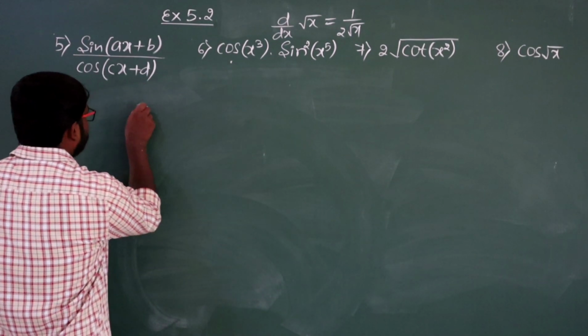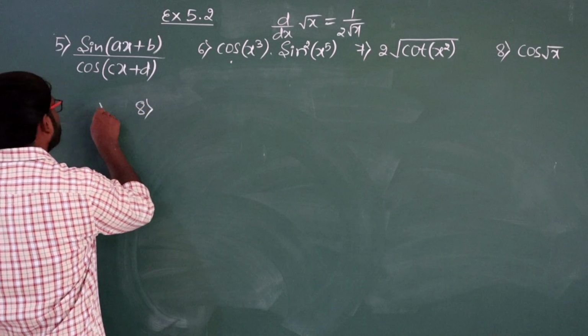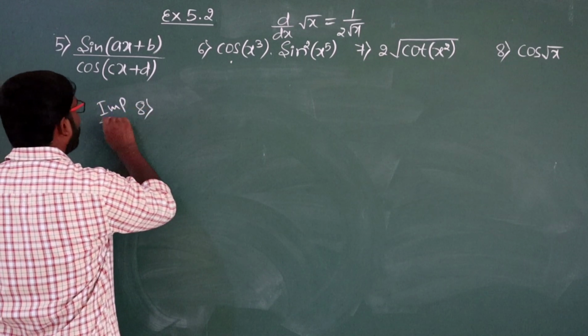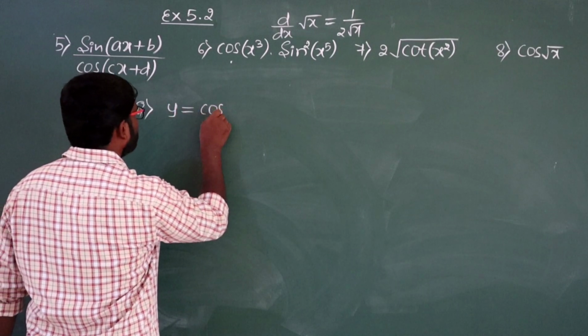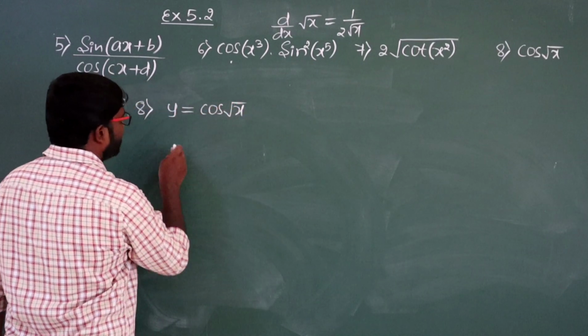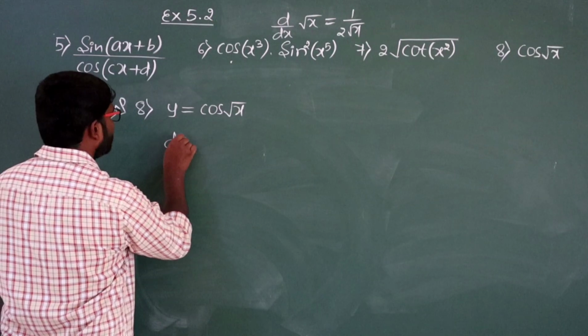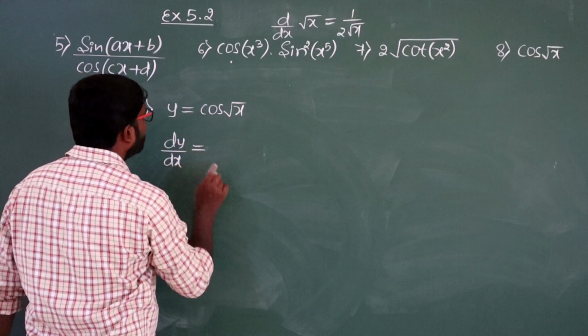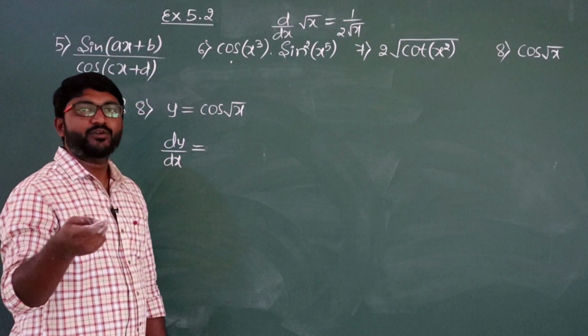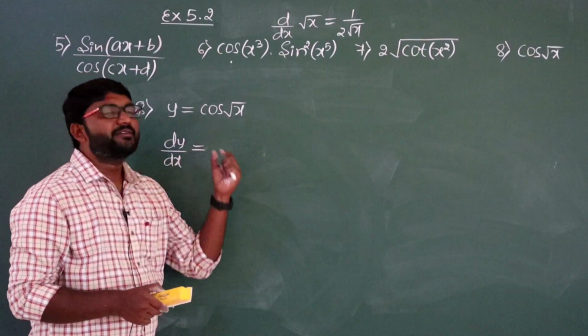Well, question number 8. Mark this as important for 1 mark. y equals cos root x. Then differentiating both sides with respect to x, we get dy by dx equals the derivative of cos root x. We do not have a standard formula for this directly.